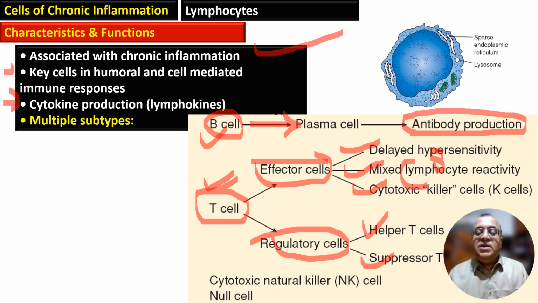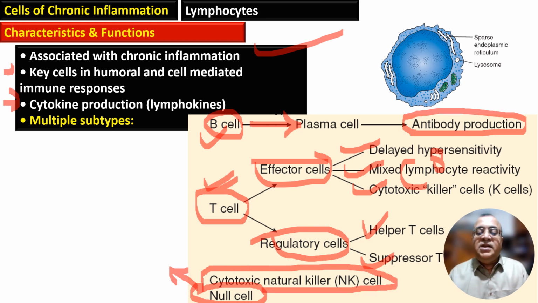Then there are some cells that have no marker on them. They are called null cells. One of the subsets of these null cells is called natural killer cell or NK cell. These natural killer cells are involved in direct cytotoxicity or cellular destruction, as happens in viral infections, and they are also an important member of the immune surveillance system.